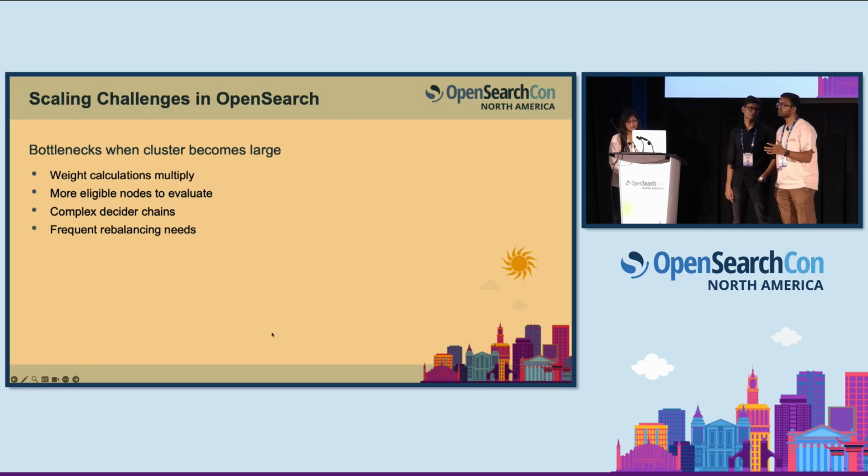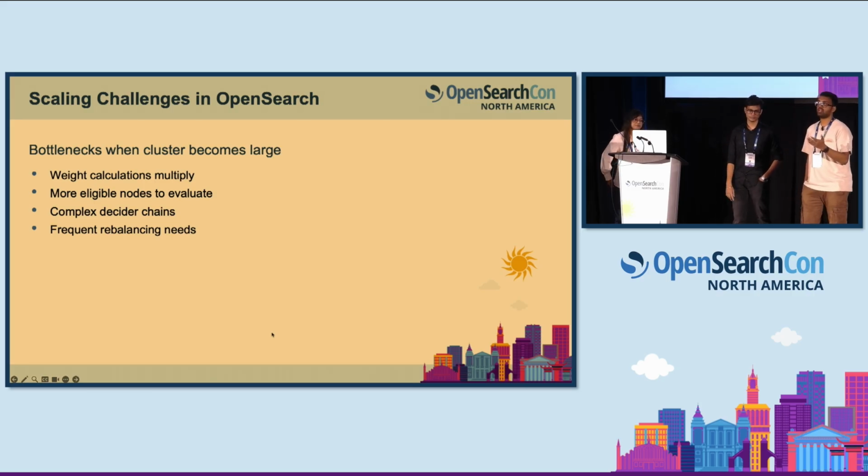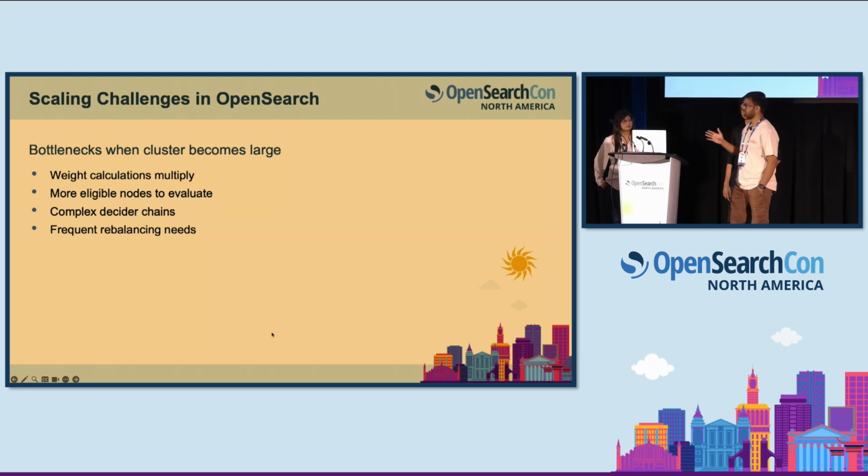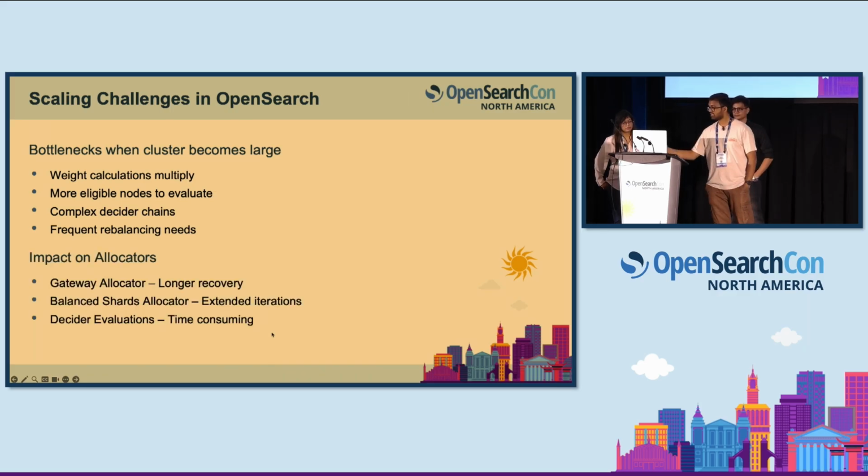And deciders are now more complex to actually say yes or no for a particular decision. Because now again, let's talk about awareness decider. You need to know in each zone how many shards are present to take a decision whether you can go to it or not. Now we are talking about a large scale over here or a small one. And similarly, we will also have a lot more rebalancing in the cluster, because it's a very big cluster now.